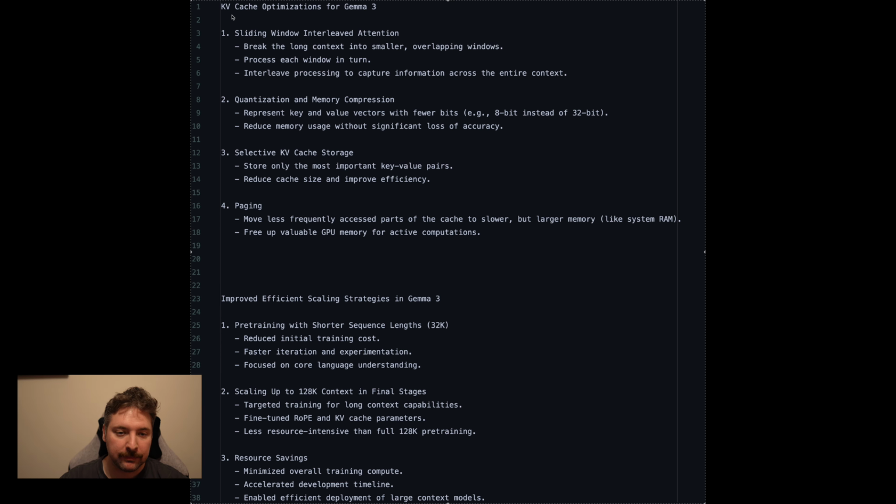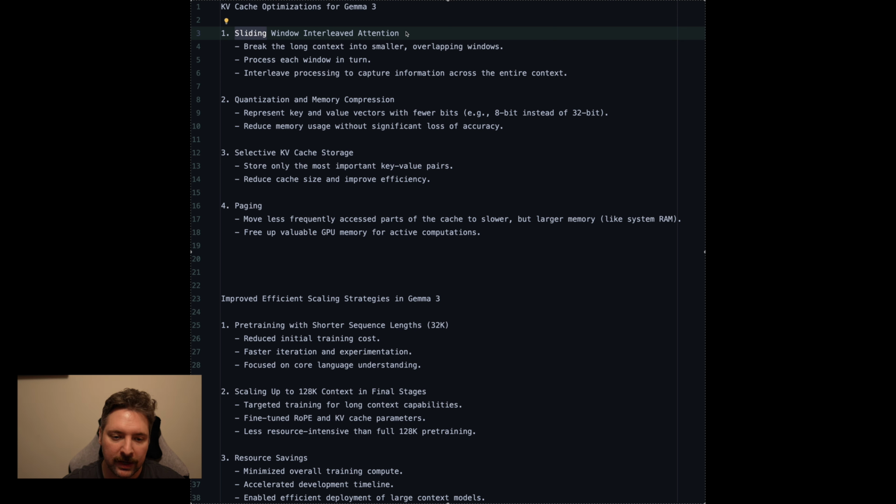So let's go from the top. So what key value cache optimizations do we make here? We have sliding window interleaved attention. What that basically means is instead of having one large context window, you break it up. Think of it like if we have 128K, we break it up into 4 equal sections of 32K. Then we have smaller overlapping windows between 1 and 2, 2 and 3, 3 and 4. And then those things are going to handle all of our context.